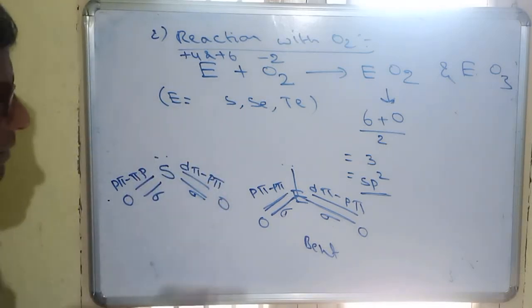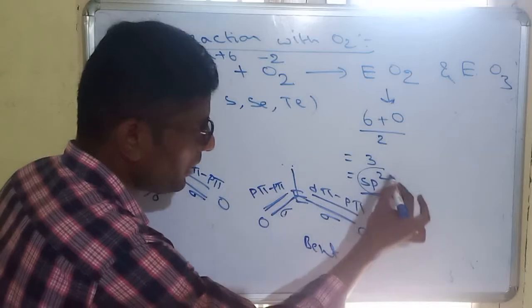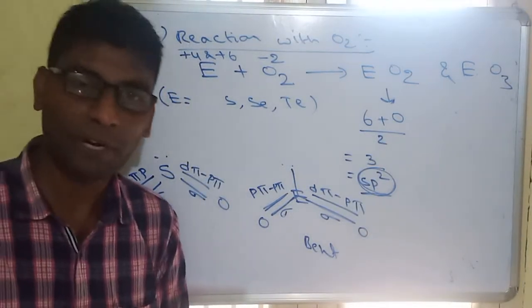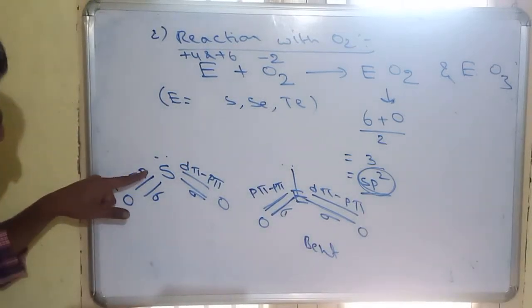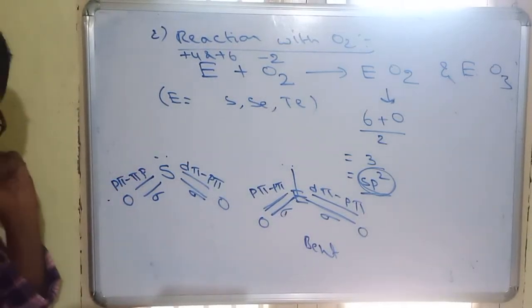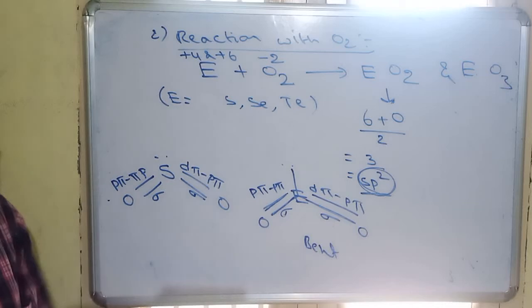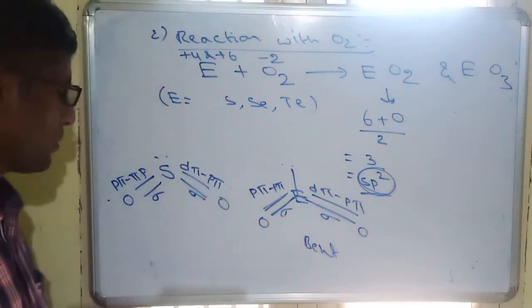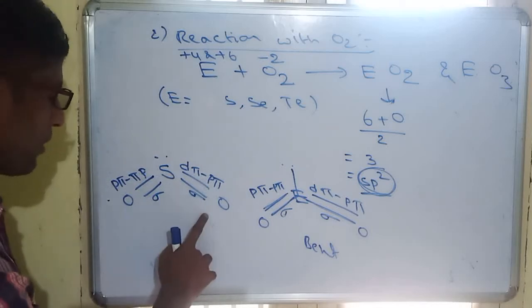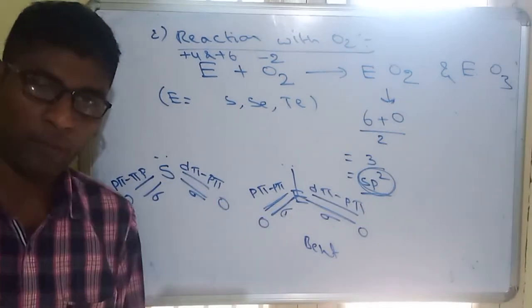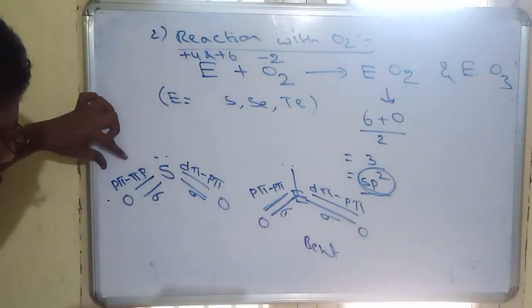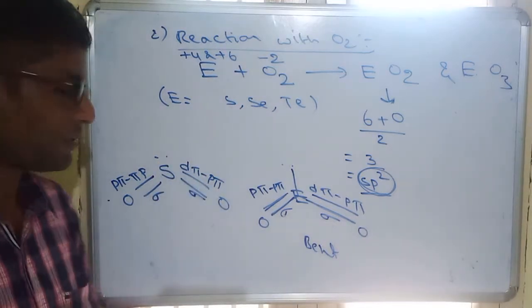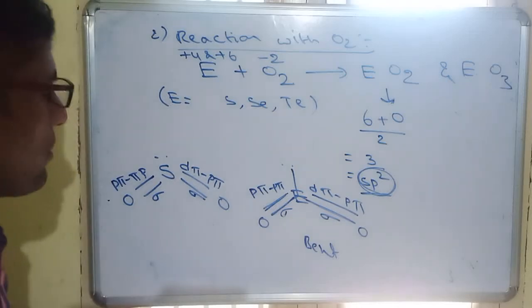So why? Because hybridization is sp2. sp2 means only 1 p orbital is unhybridized. So with 1 p orbital, sulfur will form 1 pi bond, and it has d orbitals also. So with that d orbital, it will form another pi bond. So in sulfur dioxide, there are 2 sigma bonds and 2 pi bonds. One pi bond is called p pi bond, another pi bond is called d pi p pi bond. So this is the structure of sulfur dioxide.